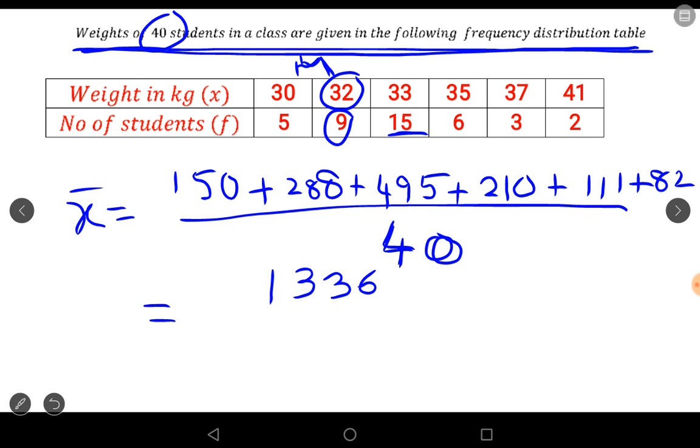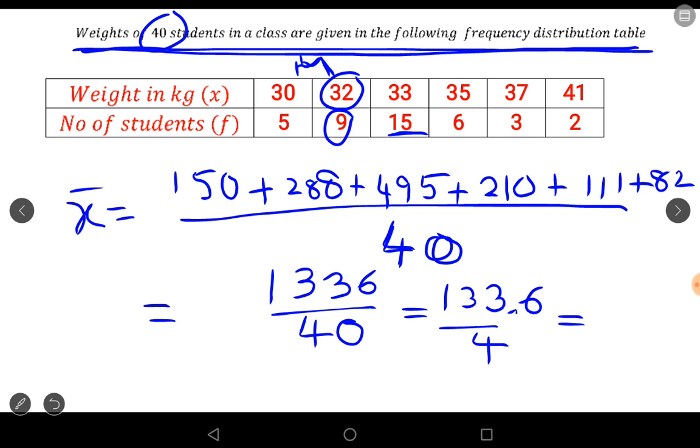1336 by 40. First of all, divide by 10, so put the decimal point one digit before. 133.6 by 4. Divide by 4. The answer is 33.4 kg, the average weight of the students.